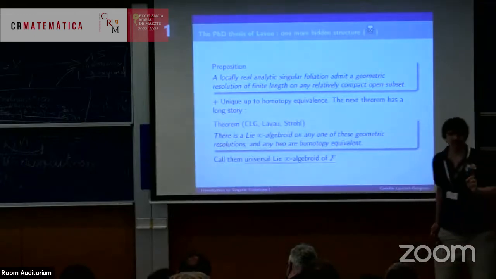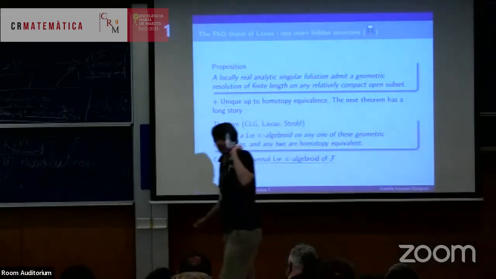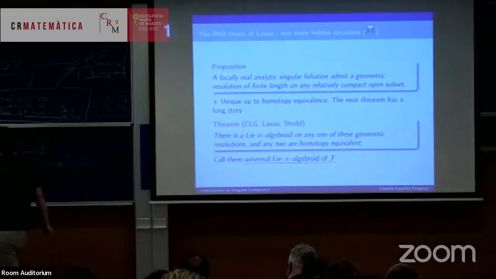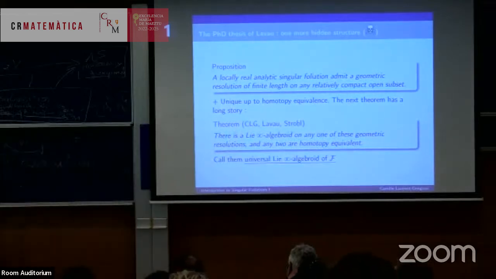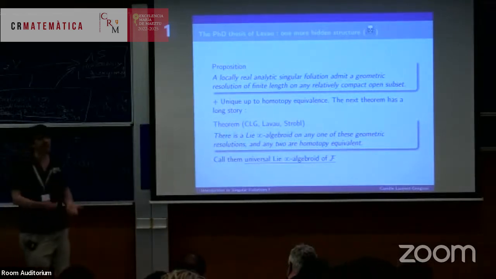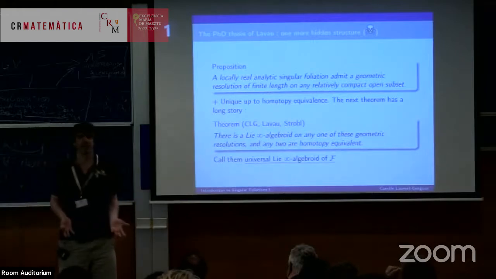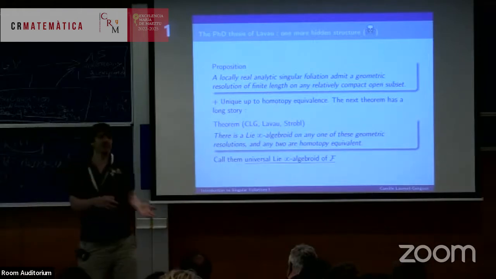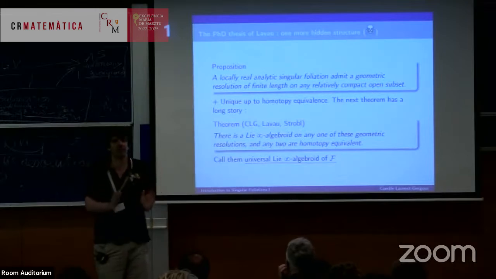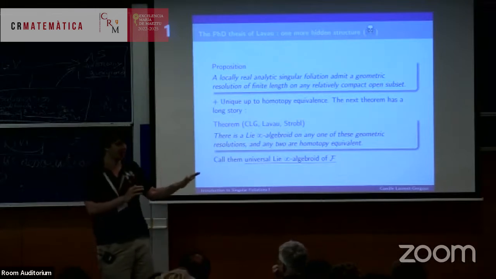But it's not just existence. It's also, it's a Lie infinity algebra, it's universal in some category, which means in particular that as any universal object, it's unique. But we work with Lie infinity. Lie infinity is never unique. The best you can have is unique up to homotopy equivalence.